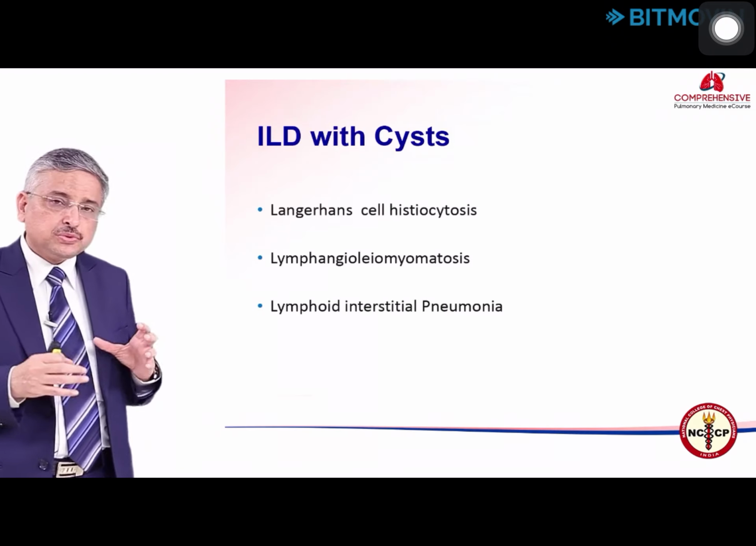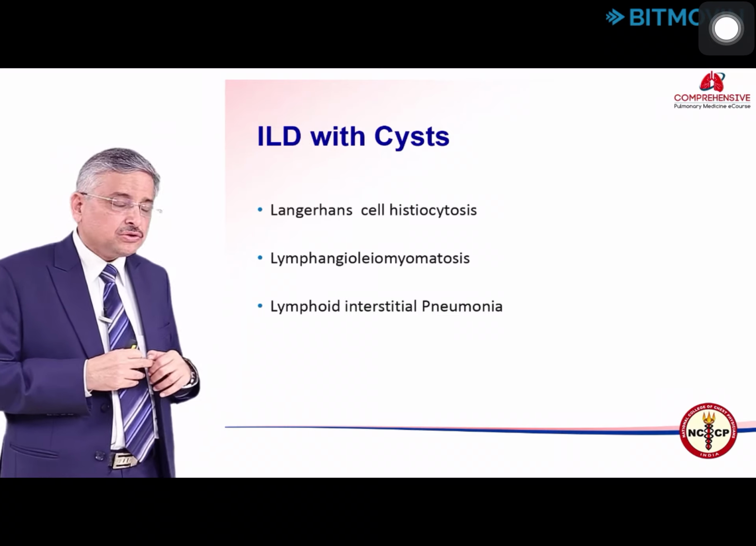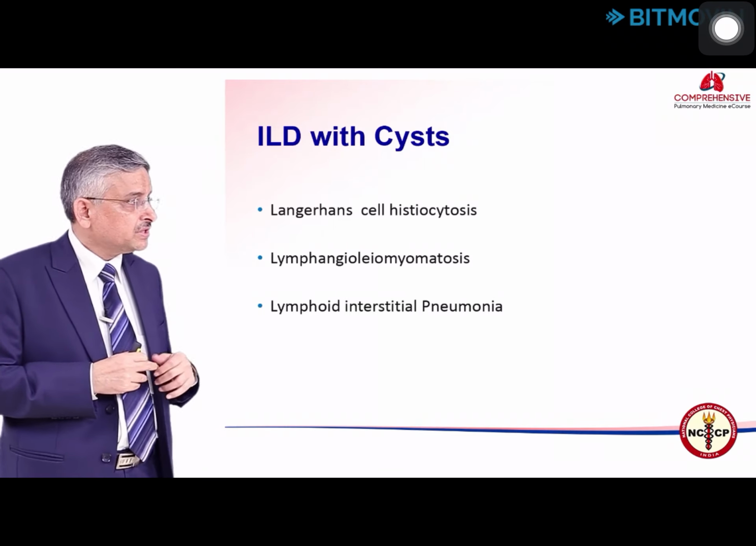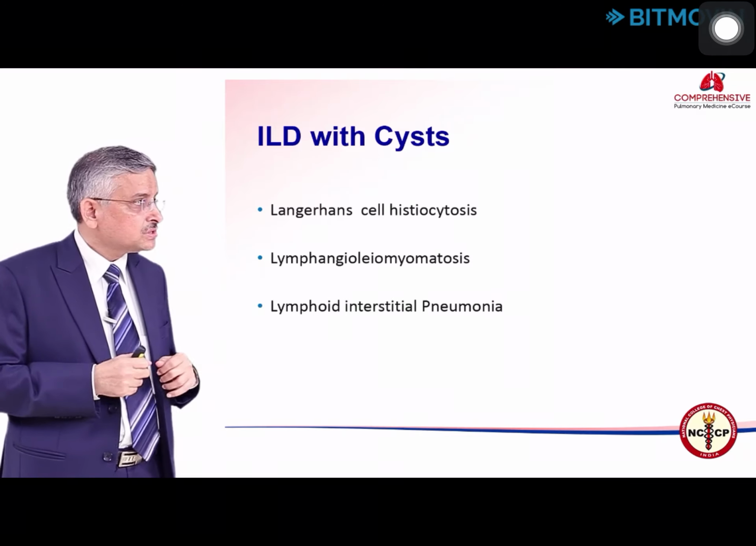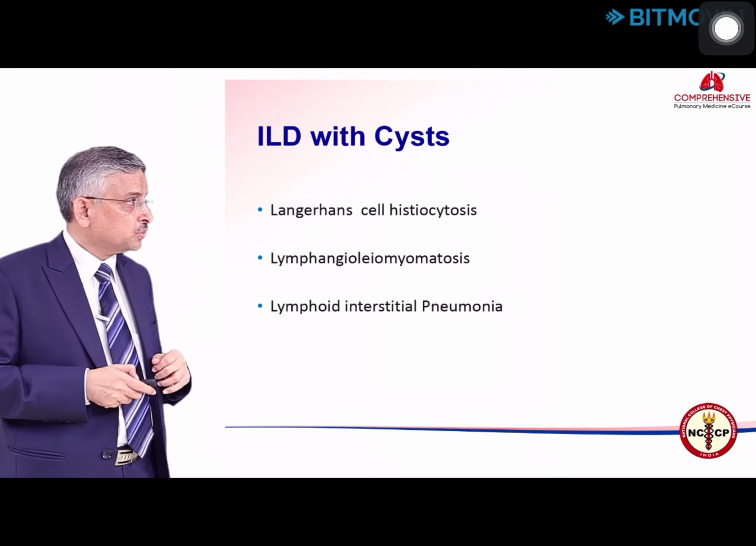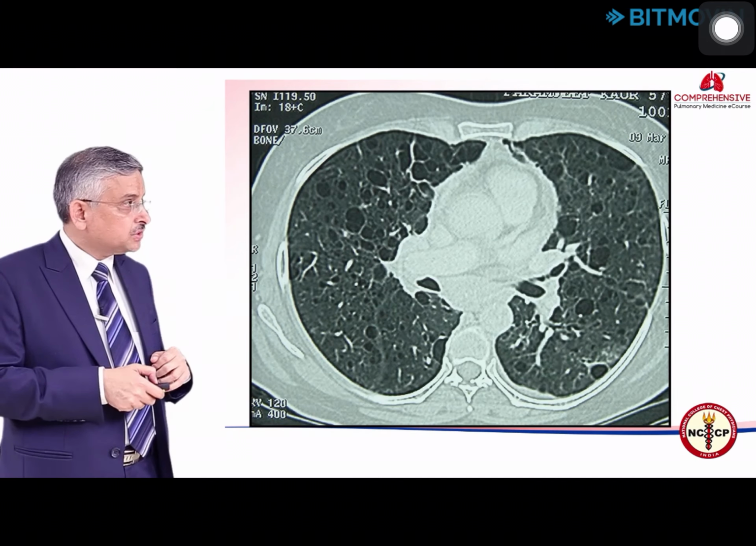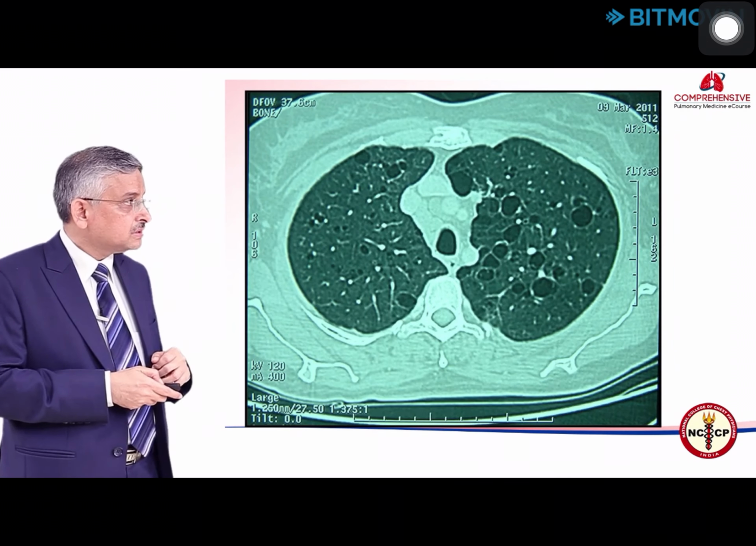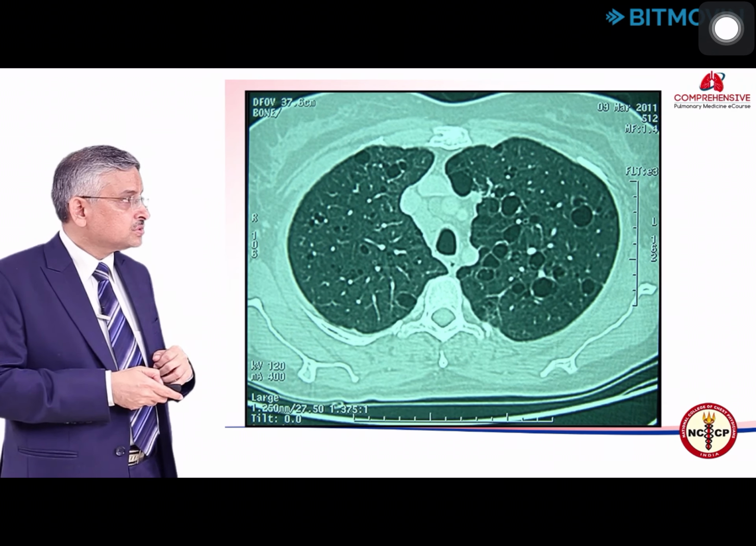Then you can have ILD with cysts, and if you have cysts in your interstitial lung disease, think of Langerhans cell histiocytosis, think of lymphangioleiomyomatosis, and think of lymphoid interstitial pneumonia. So, these are the types of cysts that you can see in patients with ILD, and this is one of our patients. You can see diffuse cysts present, again another cut showing diffuse cysts.